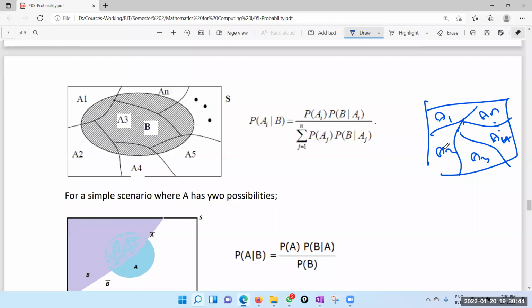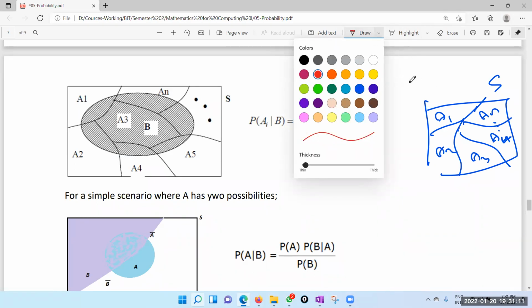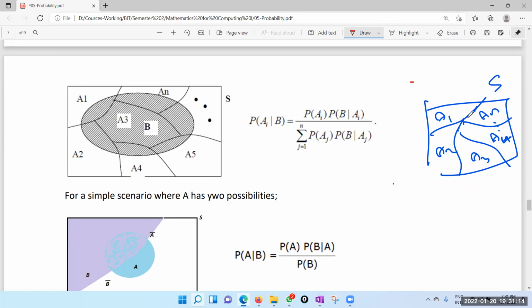And also your A1 to AN must have covered each and every area in the sample space. You can't say that this does not belong to any of the AI. No. It must have covered the entire sample space. So they must be mutually exclusive, and they must have covered the entire sample space. In that kind of a situation, let B be an event. Imagine there is an event B drawn like this.